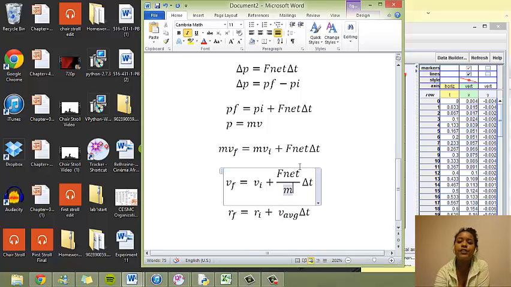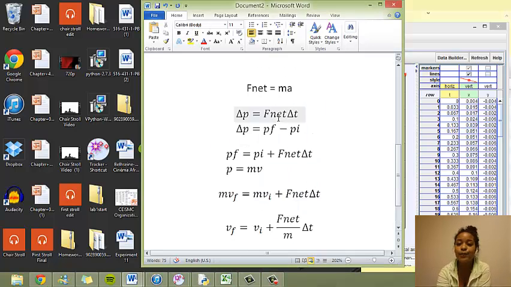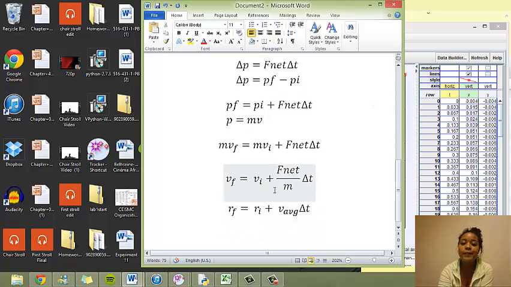So we know Newton's second law is that F net is equal to ma. When we make alterations to this formula, we find equations for v final and the final position. These will be extremely essential for our VPython script, so it's important to note this.